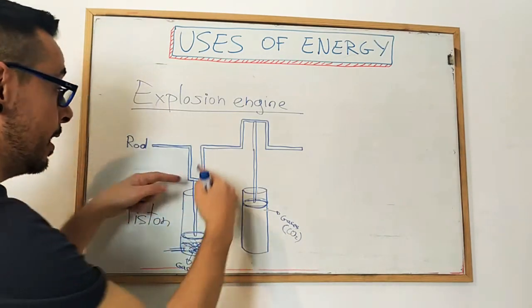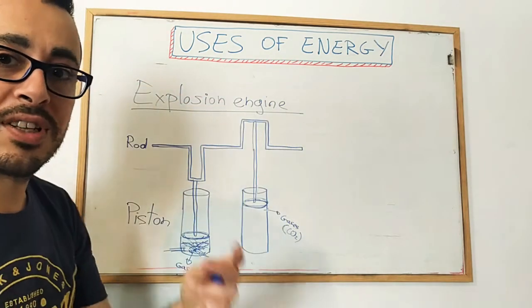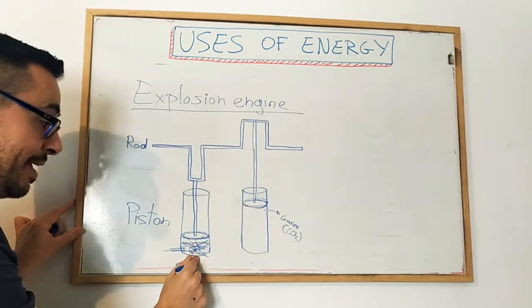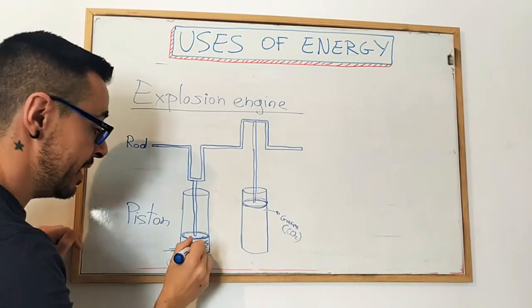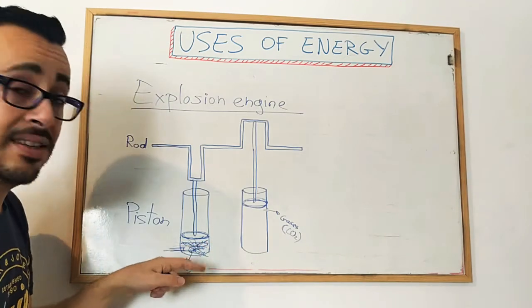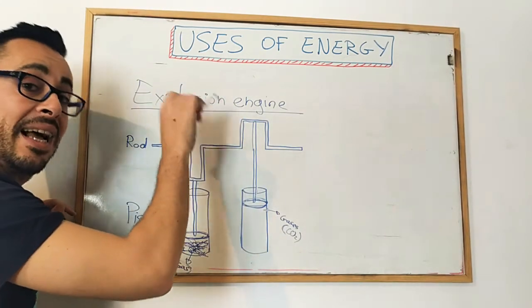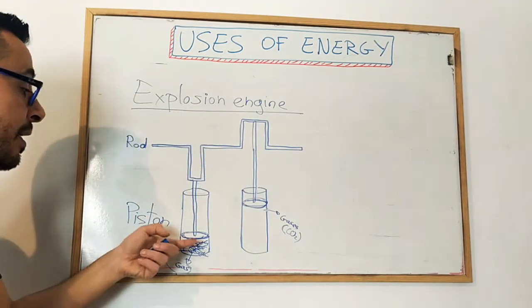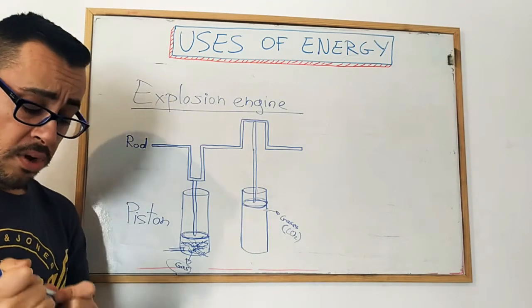again and again and again, and so the rod is going to be turning, and we are transforming the chemical energy of the gas into heating energy, and this heating energy is going to be transformed into mechanical energy, into movement. This is how the explosion engine works.